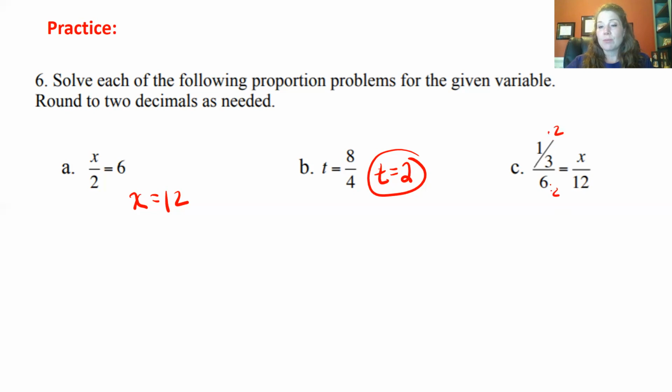So I'm going to multiply 2 times 1/3. 2 times 1/3 is 2/3. So x is equal to 2/3. Or I could cross multiply. 12 times 1/3 is 4. And 4 divided by 6. 4 over 6 is the same as 2 over 3.